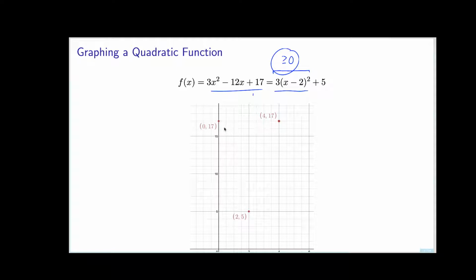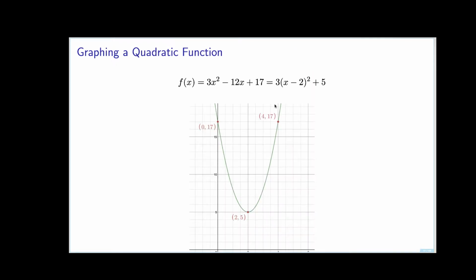Now for symmetry, I'm going to see what happens on the other side of x equals 2. I have a distance of 2 between the x equals 0 that I plugged in and the x equals 2 that we plugged in. I'm going to go out 2 in the other direction and see what I get. Going out 2 in the other direction puts me at x equals 4. When x equals 4, I again get 17. This allows me now to sketch the general shape of my parabola. So here now is the graph of our parabola 3x squared minus 12x plus 17, with these important representative points that we've labeled to help us get the shape of our parabola.